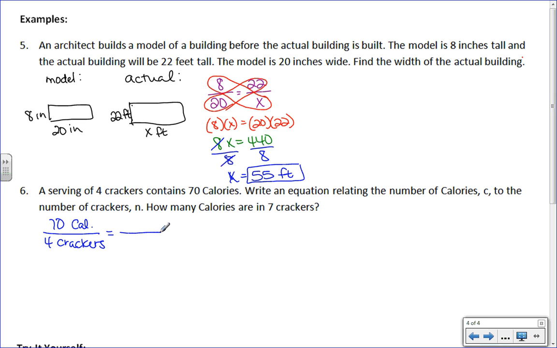And then to change this to a unit rate, we want a denominator of 1 cracker. So we'll be dividing by 4. And 70 divided by 4 is 17.5 calories. So this means that there are 17.5 calories per cracker.